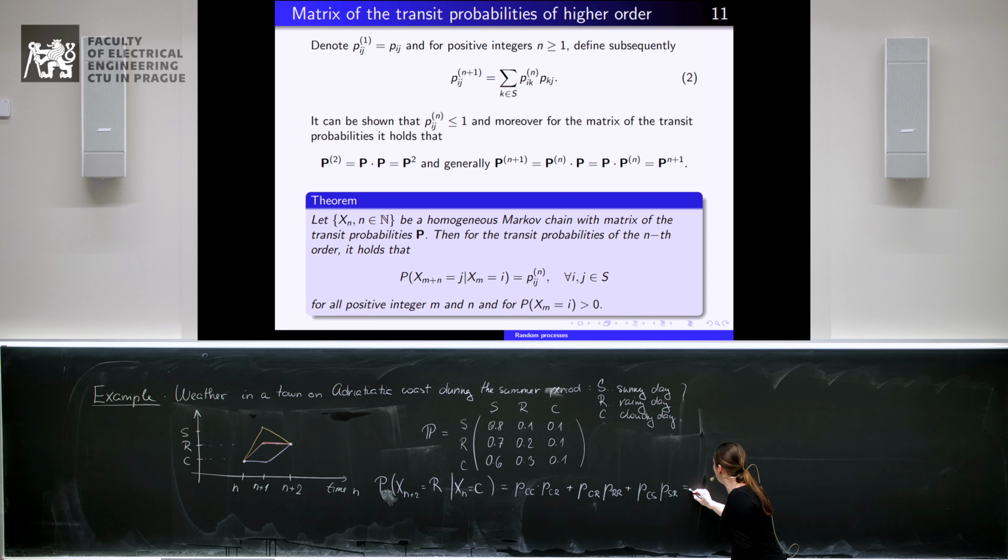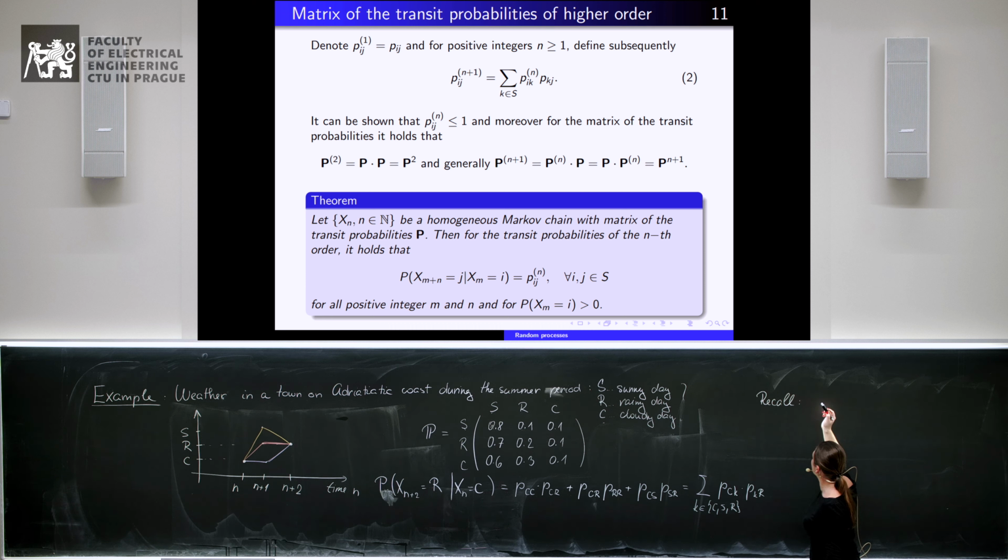And what this means is in fact the sum of the probabilities that from cloudy day we went to some other day k times the probability from k to rainy, the sum over all k from the set of our weather. So in fact, it is the sum over all states. And now I just recall one thing.